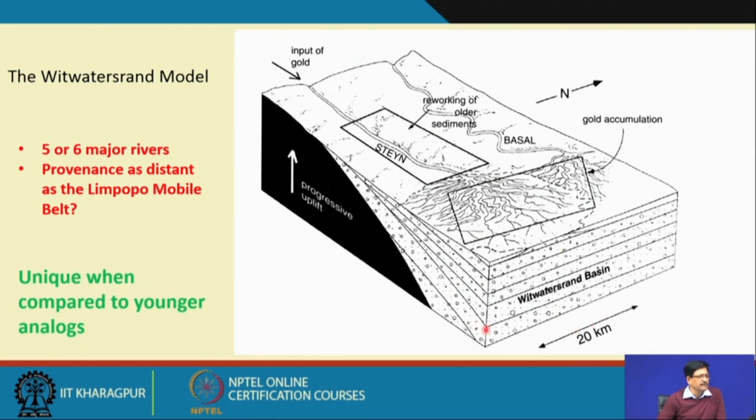So, this is the vertical section, and this is the Witwatersrand basin, which is a picture that depicts the situation resulting from the work of 5 or 6 major rivers during that time, and we still do not see any such present day comparable situations in which such large river systems are at work, and whether any such present day gold deposit forming process is actually operating or not.